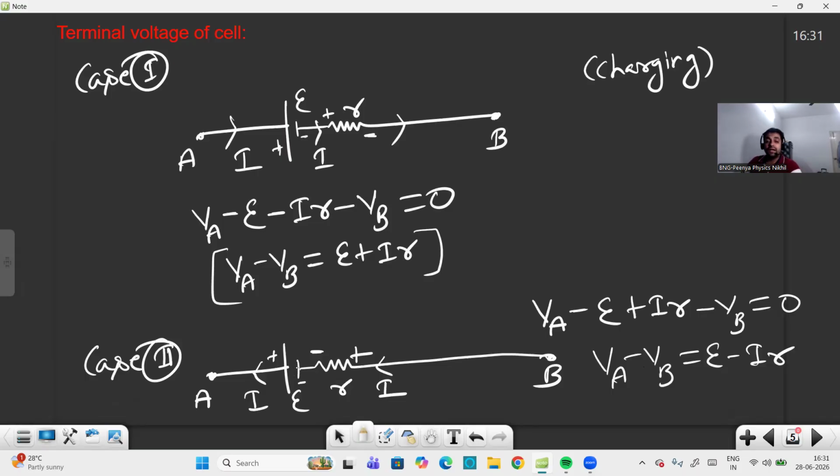That's why, because current is being supplied through the cell to the outside of the circuit. So this one we got, how to write the terminal voltage of a cell. One more case we will see here.